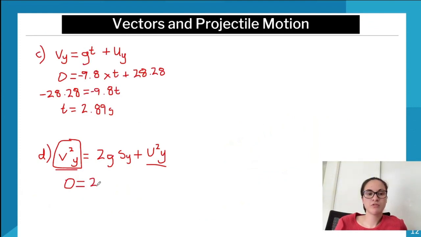Because then we've got 2 times 9.8, and if this is incorrect, then it will be put in the comments. Or you guys can figure it out and then share amongst yourselves. Multiplied by Sy, which is what we're trying to find, plus U squared Y. So that's going to be 28.28 squared.